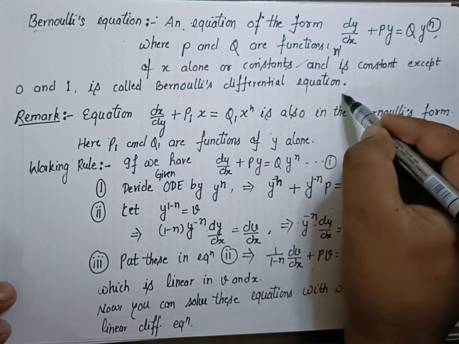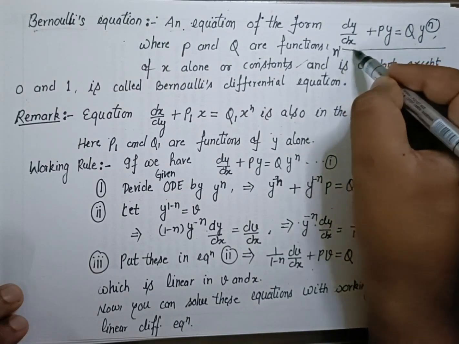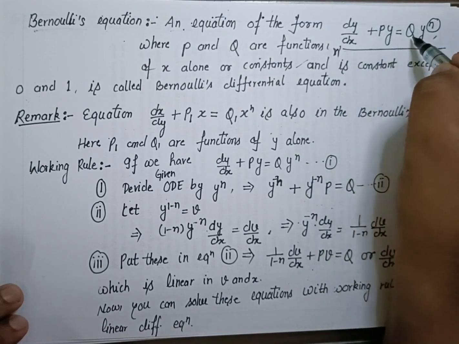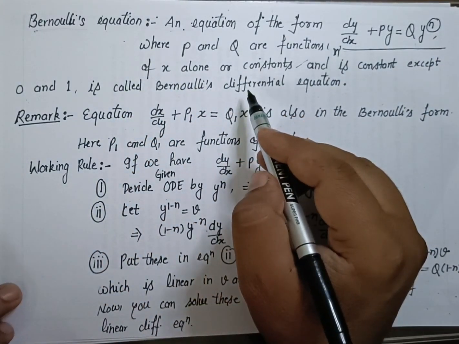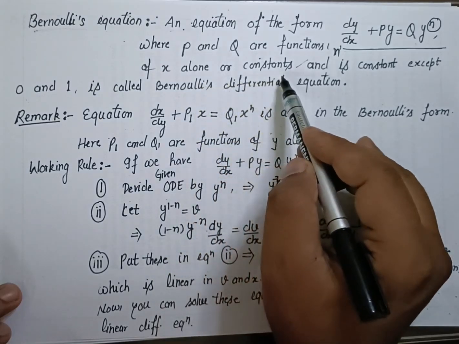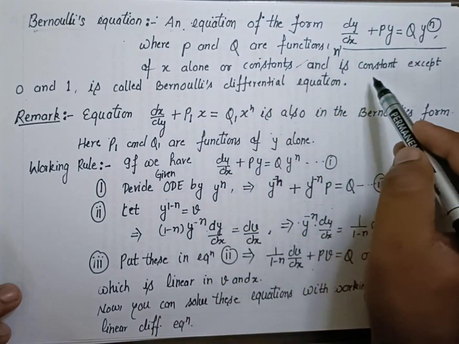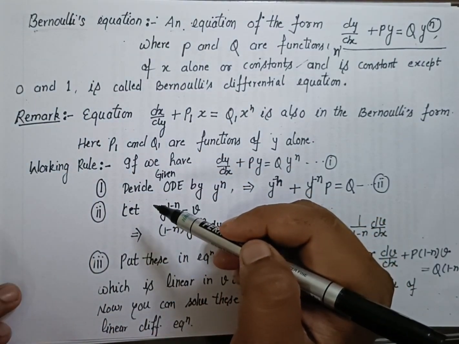It's called Bernoulli's differential equation. Remember, dy/dx + py = qy^n is Bernoulli's differential equation, where p and q are functions of x alone or constants, and n is a constant except 0 and 1.